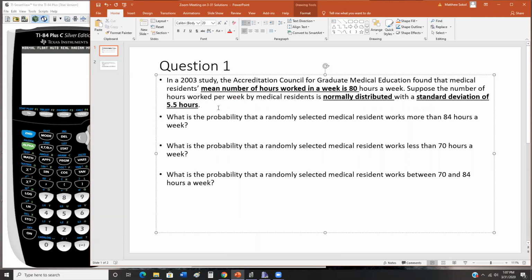So the next question says, what is the probability that a randomly selected medical resident works more than 84 hours per week? I'm asking you a probability question. Here's the whole concept of this: if I'm going to select a medical resident at random, do I know exactly how many hours they're going to work per week?